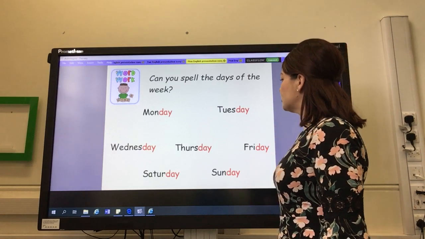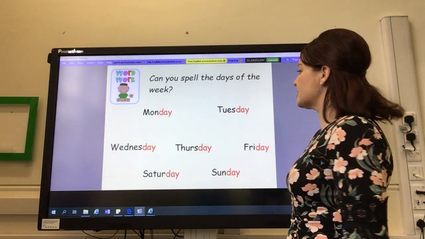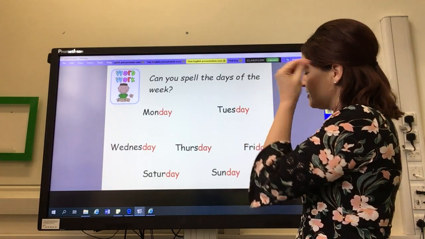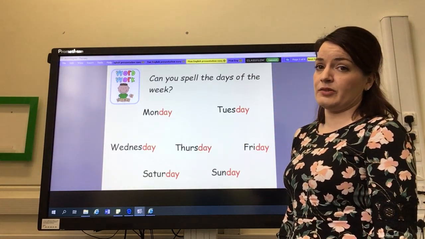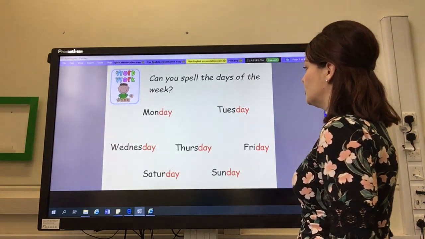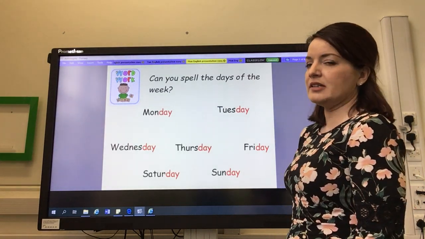If you can spell them already, brilliant, you're going to have an extra practice this week. So hopefully by the end of the week, we're going to be able to spell all these days. So the first job is, can you read the days of the week? Because you won't be able to spell them if you can't read them. So can you have a go at reading them with me?